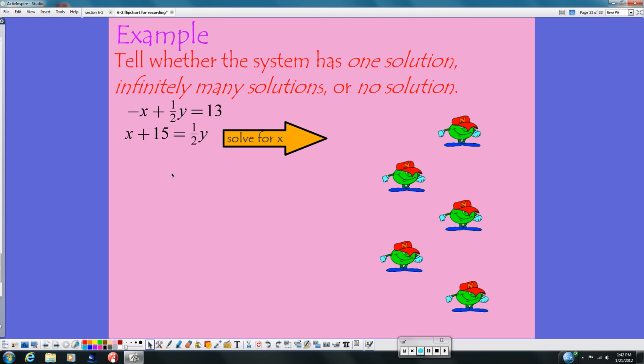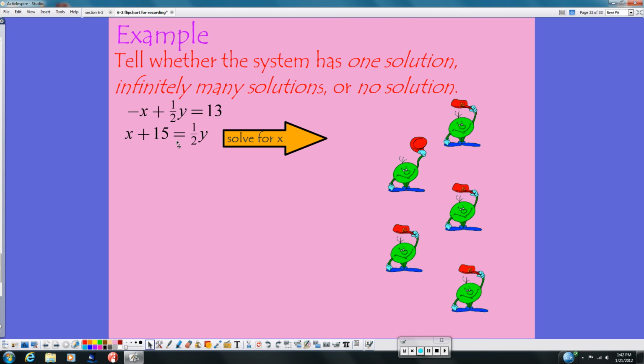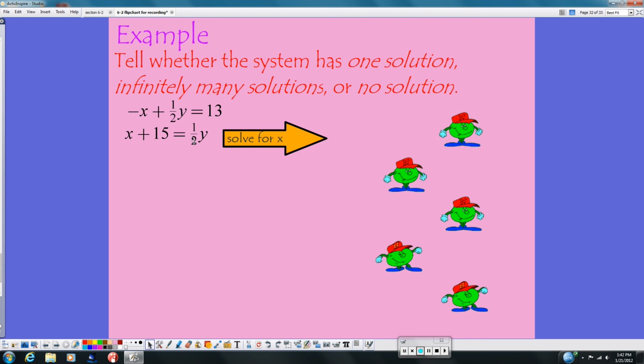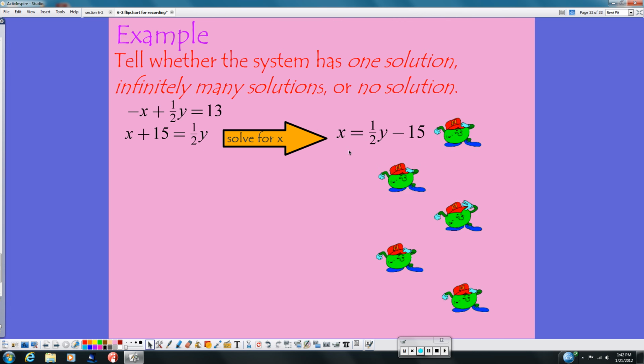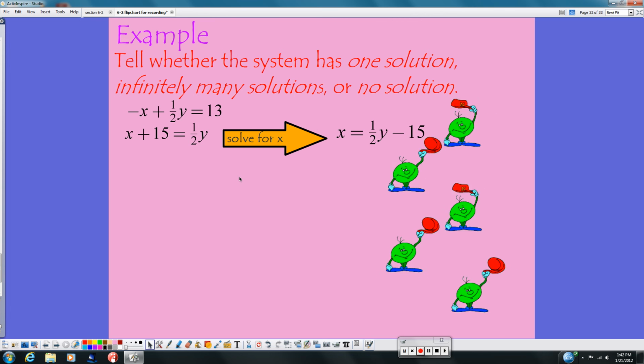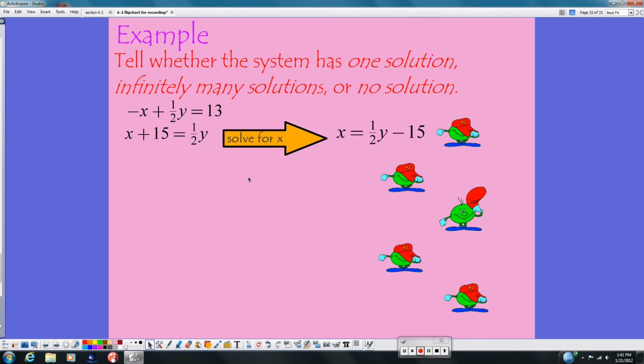Let's take a look at another one. In this situation, we have negative x plus 1/2 y equals 13 and x plus 15 equals 1/2 y. Now here, we want to go ahead and solve for x. I'm going to solve for x in the second equation. So I end up with x equals 1/2 y minus 15, just subtracting 15 from both sides.